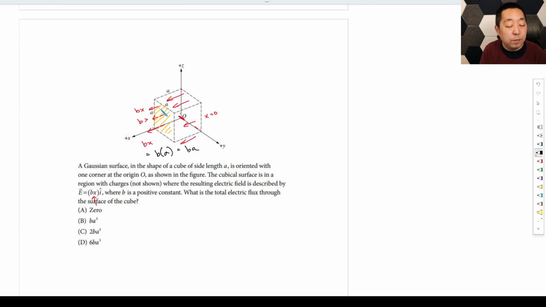And then you just do that times the area, because it's the same electric field everywhere along that surface because the x coordinate is the same everywhere along here. All of this is x equals A, right? So it's just BA times the area, which is A squared. So it's going to be BA cubed. So it's going to be B.